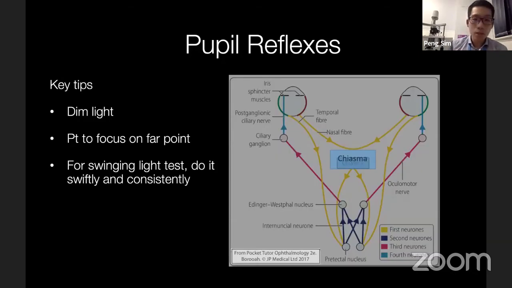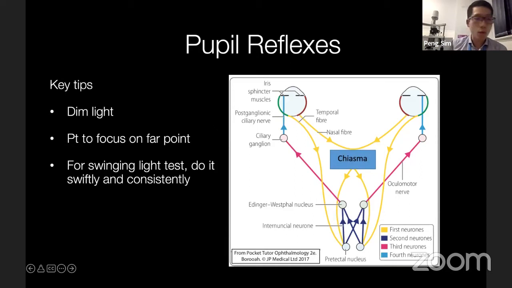Okay, so the reason I'm showing you this complex picture here, you don't have to know any of this, but the reason I'm showing you this diagram is so that you can appreciate that there is a bilateral innervation of the Edinger-Westphal nucleus by the sensory pathway, which is shown in yellow here. Because of this bilateral innervation, when you shine light in one pupil, it goes all the way here, but then it innervates both Edinger-Westphal nuclei, and then it sends motor impulses to both pupils to constrict. So that's the reason when you shine light in one eye, both eyes constrict.